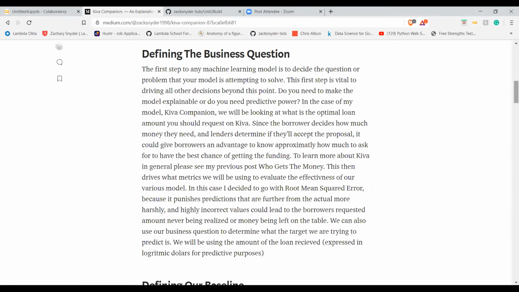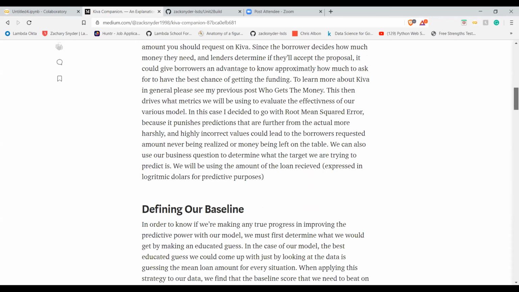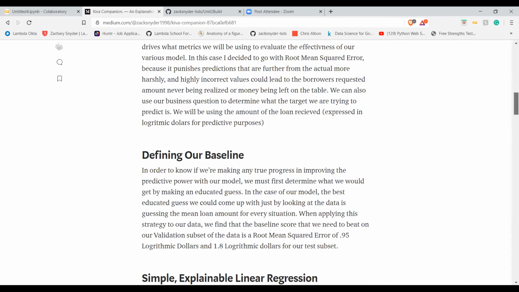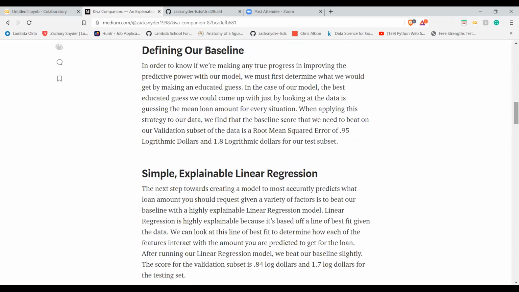So I used root mean squared error as my metric because I wanted to kind of get rid of those outliers and punish those a little more harshly in my model. Because if you try to get something way too large, it's more likely that you won't get any loan at all, rather than something closer to the actual amount. So the baseline, I got a score of 0.95 logarithmic dollars and 1.8 for the test set.